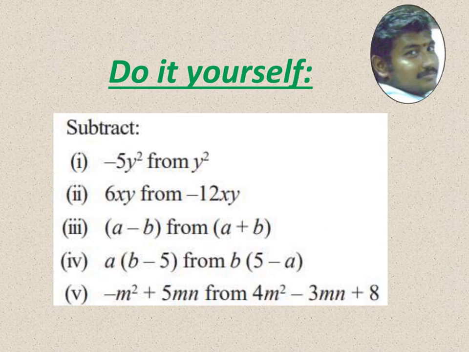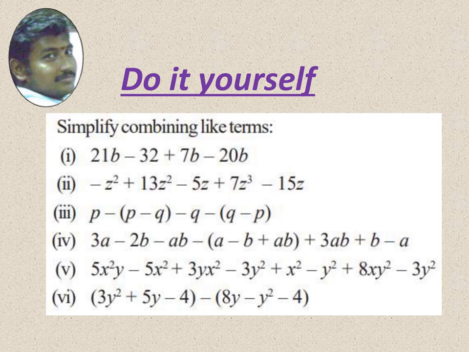Here also, in the same way, the expression to subtract from, you have to take first, then the negative sign, then the other expression. So the first one we can write as y square minus of minus 5y square. Subtracting minus 5y square from y square means y square minus of minus 5y square. Likewise you have to proceed. The same way here, do it yourself.